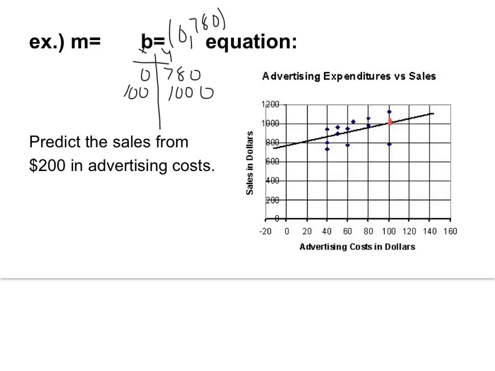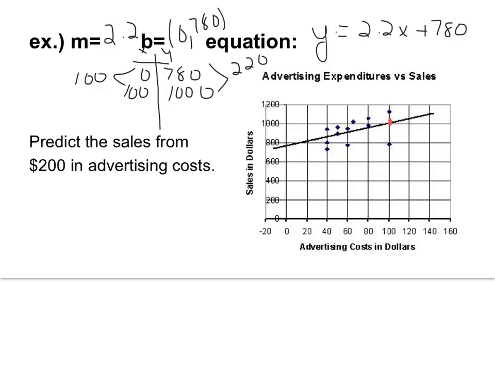So now to get my slope, I'll look at my change in y. That's 220. And my change in x, which is 100. So my slope then is 220 over 100, which I can simplify. I can just turn it into a decimal. That's probably the easiest thing to do on all these. Let's call it 2.2. So now my equation will be y equals 2.2x plus 780.